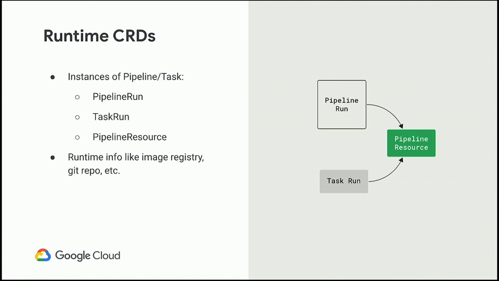So tasks and pipelines are types you define once and use again and again. To actually invoke those, you use pipeline runs and task runs, which are our next new types. These actually invoke the pipelines and tasks, but to do that, you need runtime information, like what image registry should I use, what Git repo should I be running against, and to do that, you use our fifth and final type, pipeline resources.